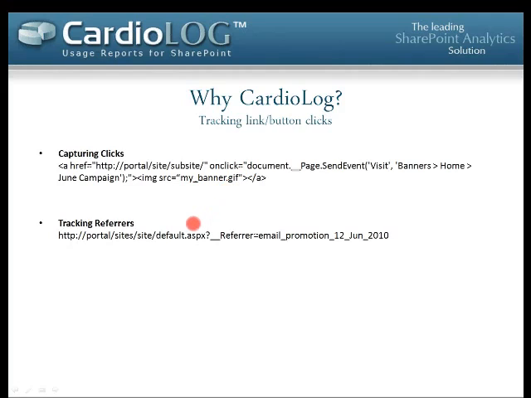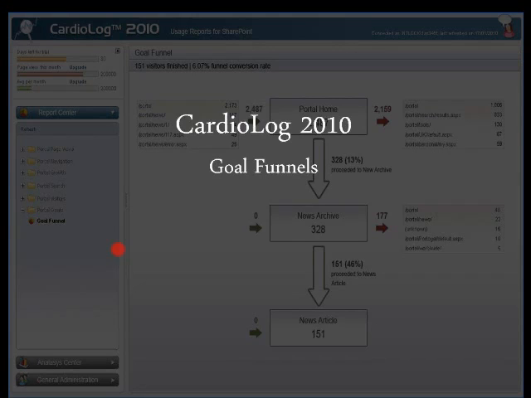And it's also possible with CardioLog to track referrals from external sources. I've just spoken about campaign tracking. So for instance, if you have a promotion email with a link into the portal, you simply need to add this URL parameter in order to be able to report on the number of visits originating from your email. So again, capturing clicks and enabling tracking of referrers is something which is easily done with CardioLog.